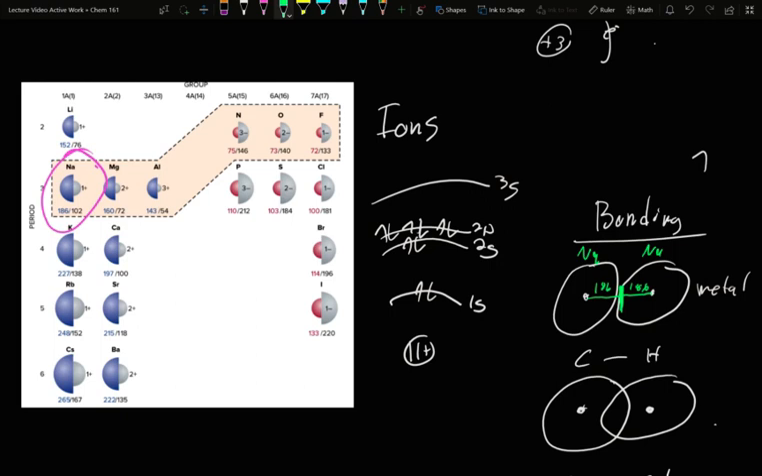As we look, though, we can see the size trends as we go down. Lithium to sodium to potassium to rubidium, we get larger and larger. And even the cations are still larger as you go down, but they're always smaller than the neutral element was. If we look at magnesium versus sodium, the neutral, 160 versus 186. Magnesium was smaller, which makes sense.